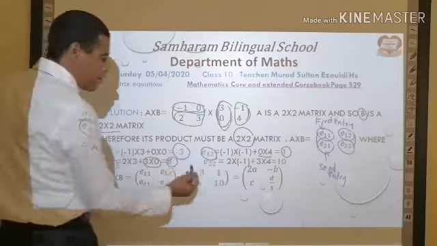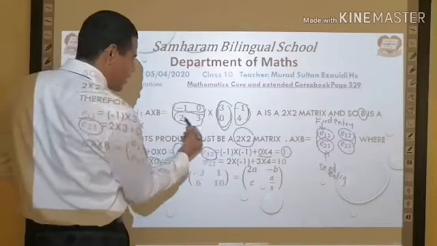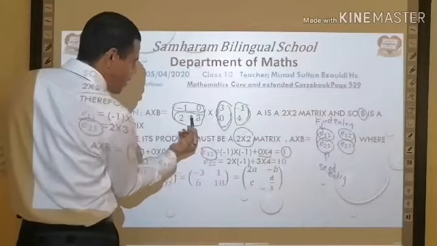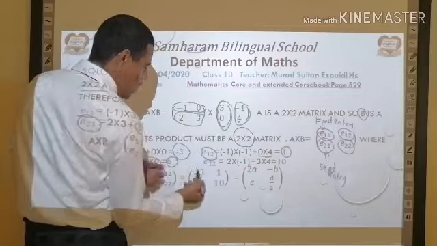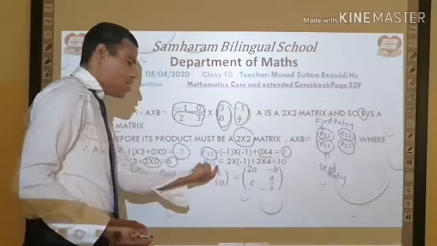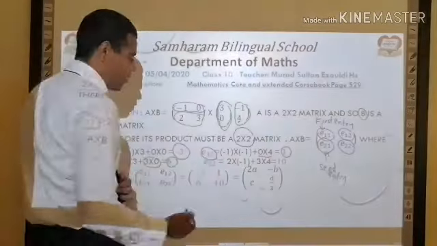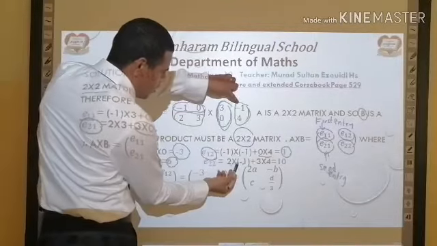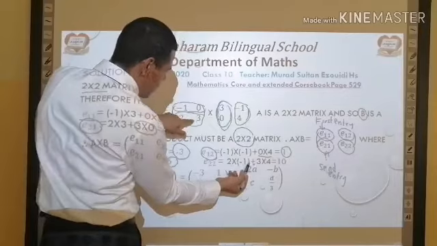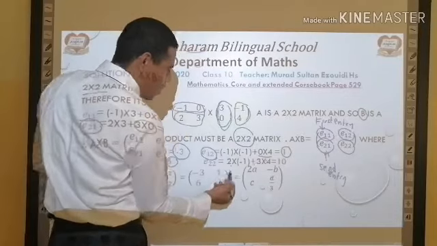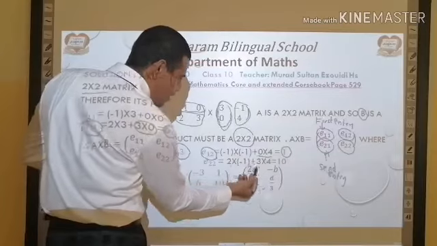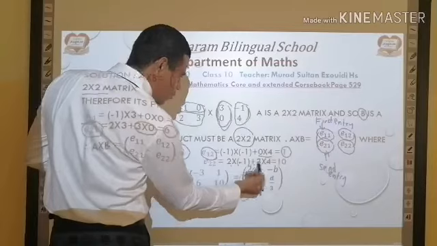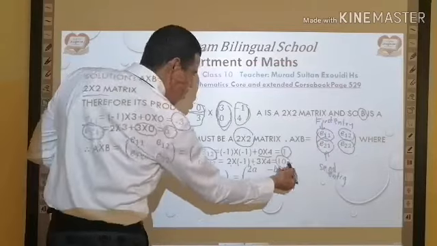Then, for the second row, second column, I will multiply 2 by -1, then add 3 multiplied by 4. So 2 multiplied by -1 plus 3 multiplied by 4. 3 multiplied by 4 is 12, my kids. 2 multiplied by -1 is -2. -2 plus 12 is 10. So now I found what?